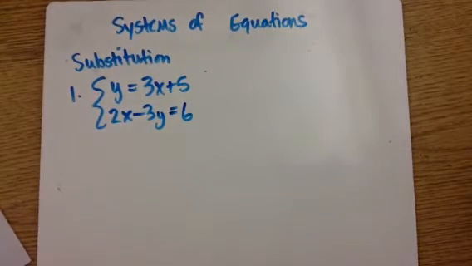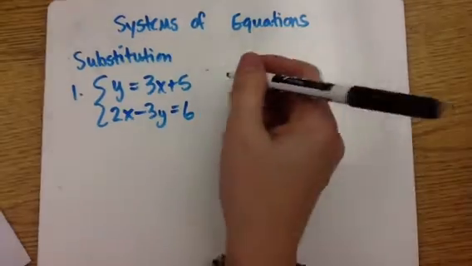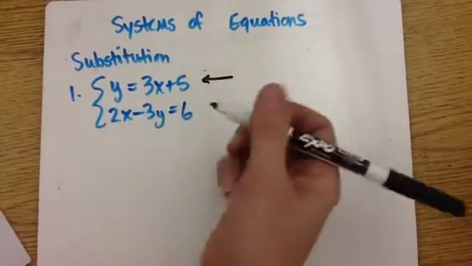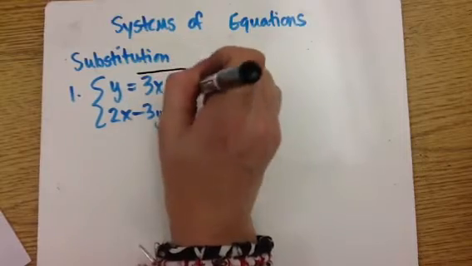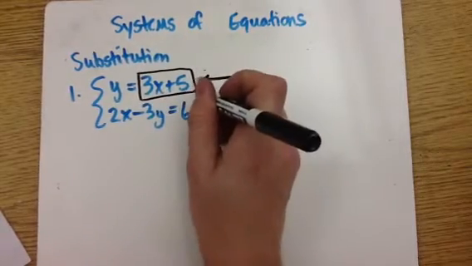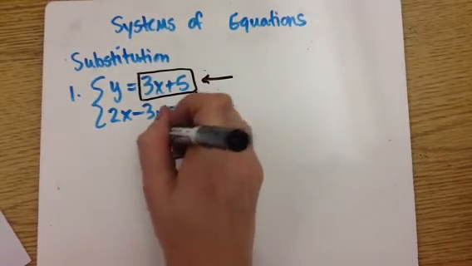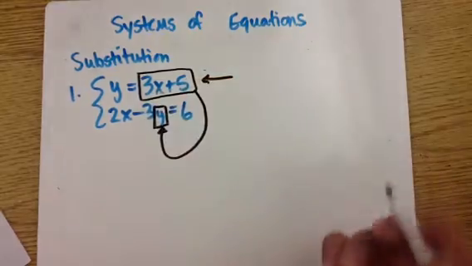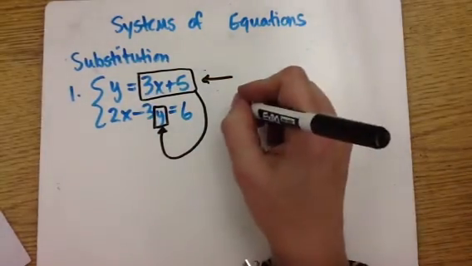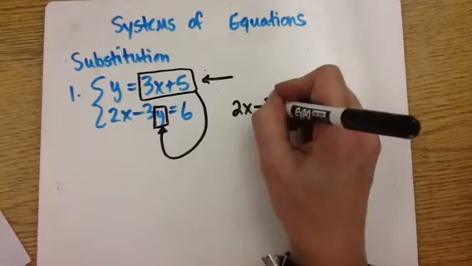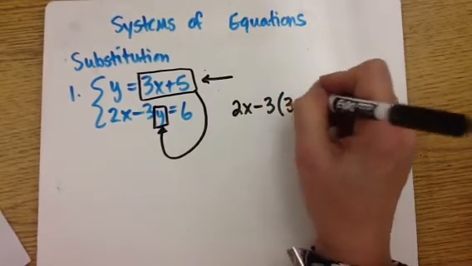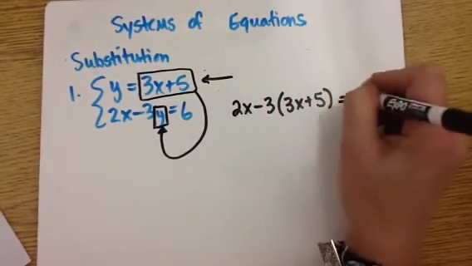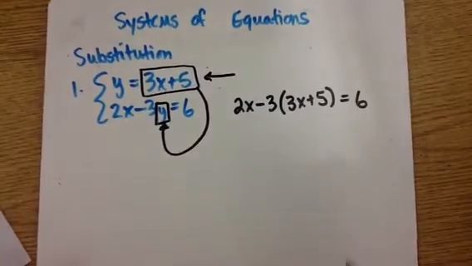Now in substitution we want to get one of our equations in the form y equals or x equals. This one already is. So what I'm going to do is take 3x plus 5 and substitute that in place of y in this other equation. So this equation becomes 2x minus 3 times 3x plus 5 equals 6. And then I'm going to solve this equation for x.